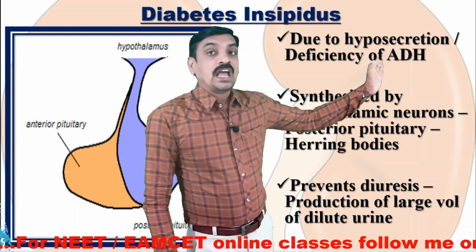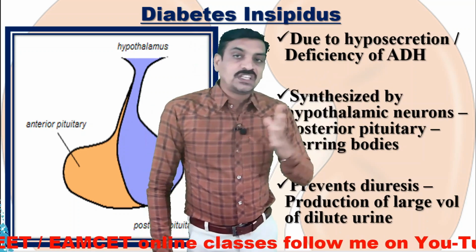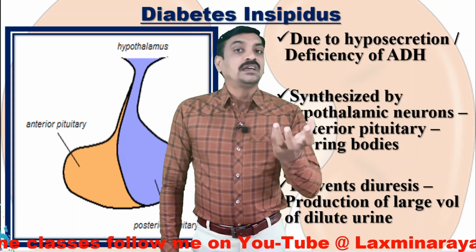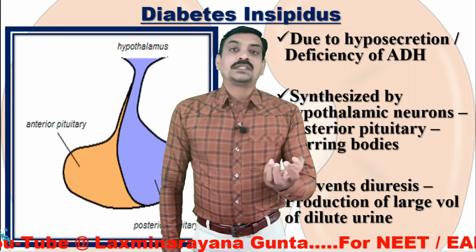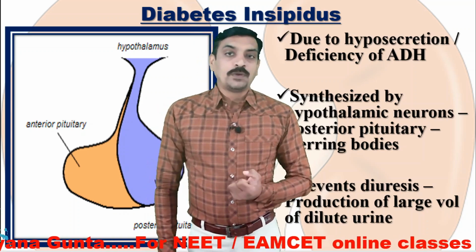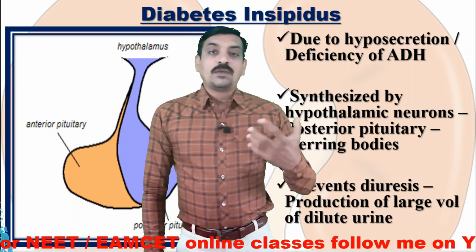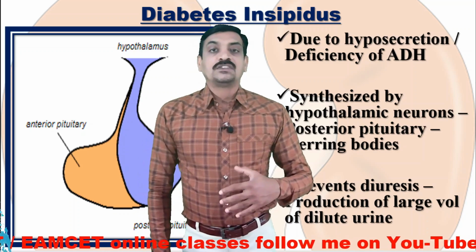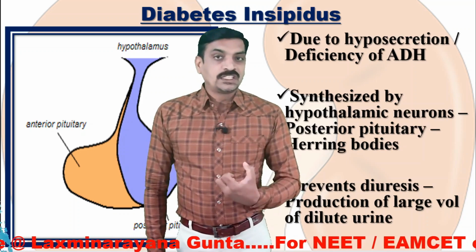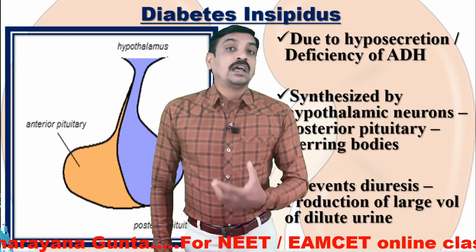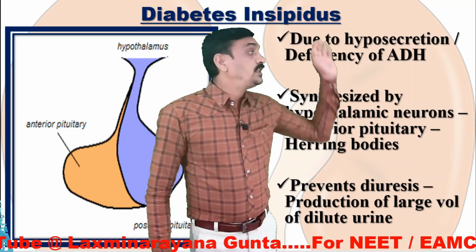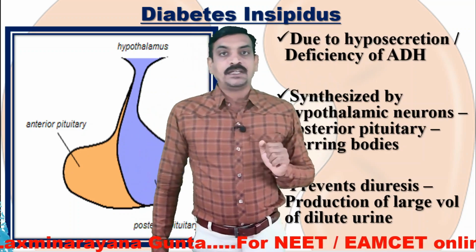Due to hyposecretion or deficiency of antidiuretic hormone, what happens? Automatically the reabsorption of water at the distal convoluted tubule and the collecting duct is not proper, and that's why more water is released. That's why our urine becomes dilute. We feel more thirsty and we may take up to 30 liters of water per day. This frequent urination is called diabetes insipidus.